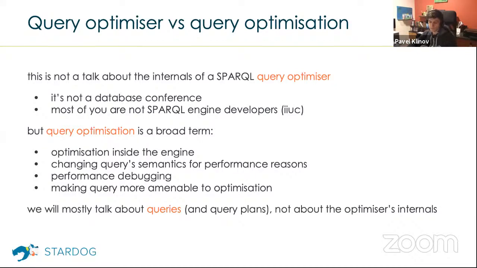So this is not a database conference. I will not go too deep into the cutting edge optimization techniques. There will be no math on the slides. Instead, I will try to show typical performance problems which people experience when they run SPARQL queries, why those happen, how to recognize them, how to change your queries such that they have the semantics which is more amenable to optimization, how to analyze query plans, and so on and so forth. So we'll talk more about queries rather than optimizer internals.